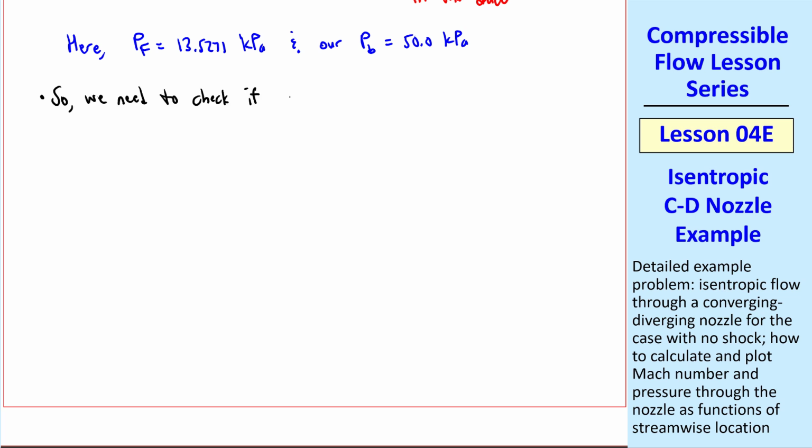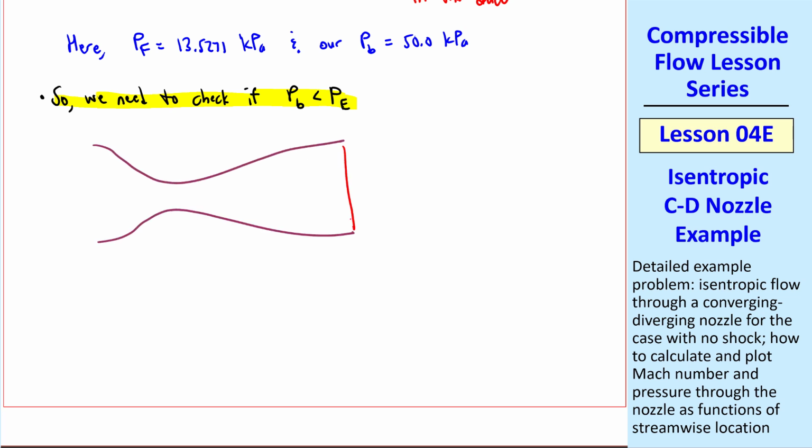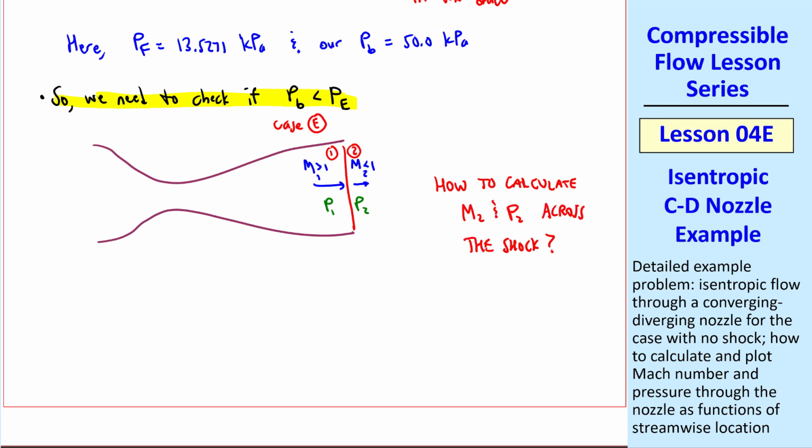So we need to check if PB is less than PE. How do we do that? Well, again, for case E, the shock is right at the exit plane, where the flow goes from supersonic to subsonic across the shock, and pressure rises from P1 to P2, where our notation is typically that 1 is before the shock and 2 is after the shock. So we'll call this M1 and M2. Well, we know M1 and P1, so we should be able to predict what P2 is, and then compare that with our known PB. But how do we calculate M2 and P2 across the shock?